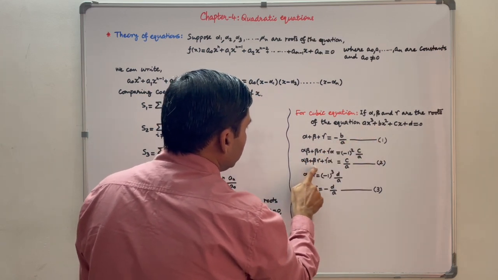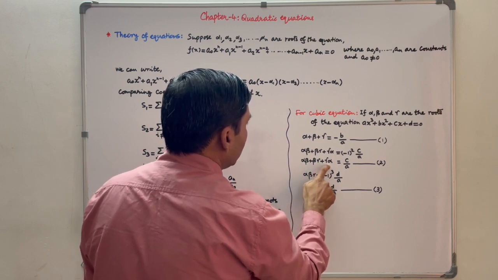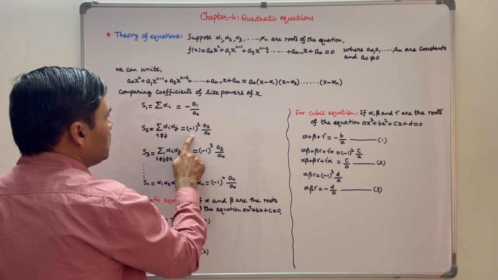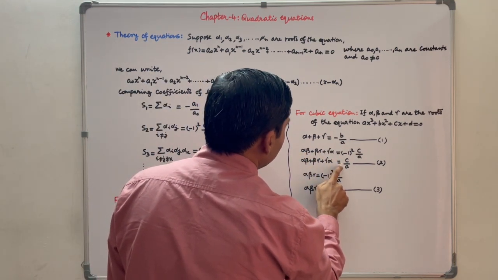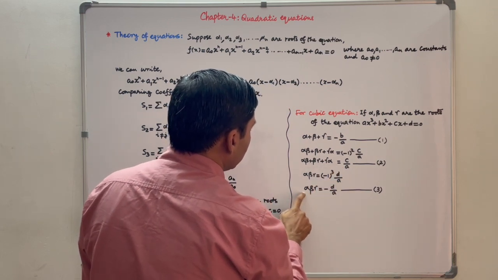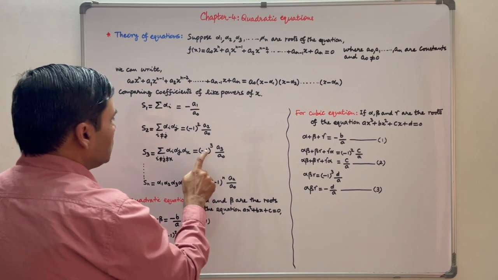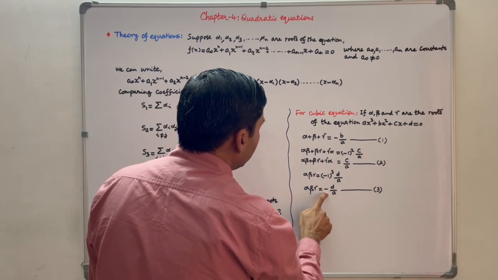Alpha beta plus beta gamma plus gamma alpha is sum of the roots taken two at a time, and that is equal to minus 1 to power 2 a2 upon a0, and that is equal to c by a. Alpha beta gamma is sum of the roots taken 3 at a time, and that is equal to minus 1 to power 3 a3 upon a0. So it is minus d upon a.